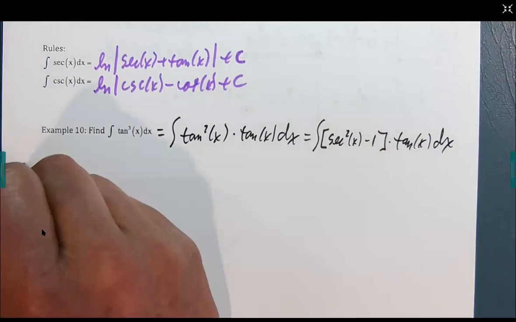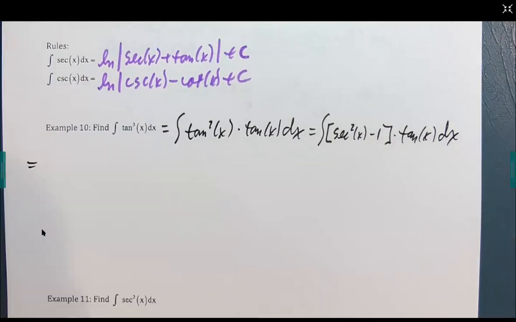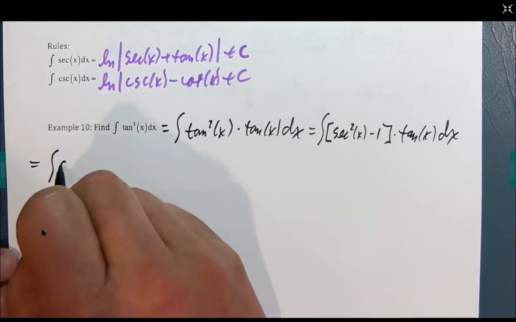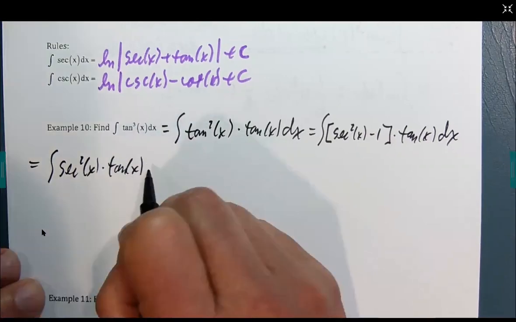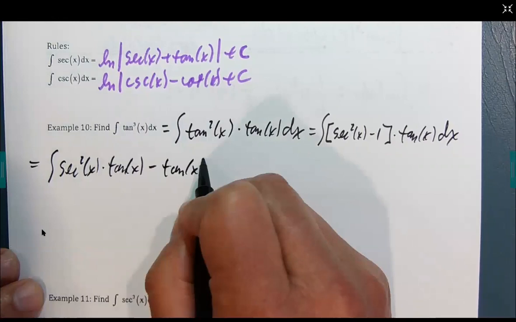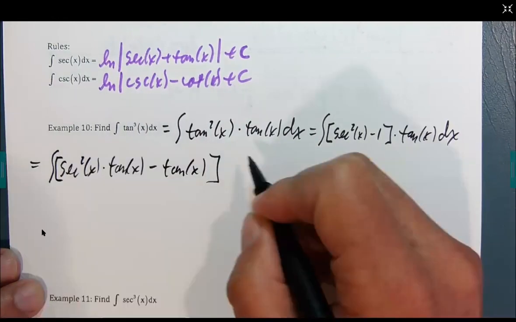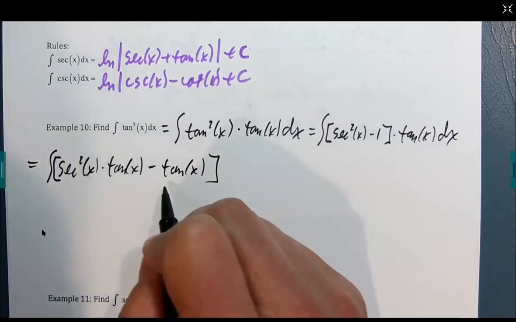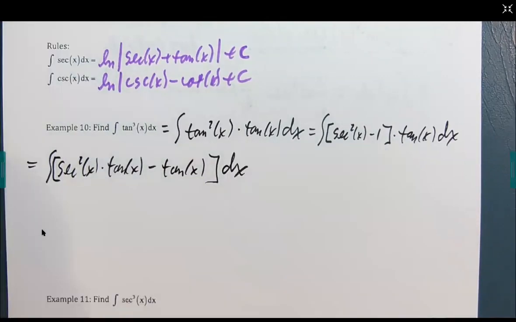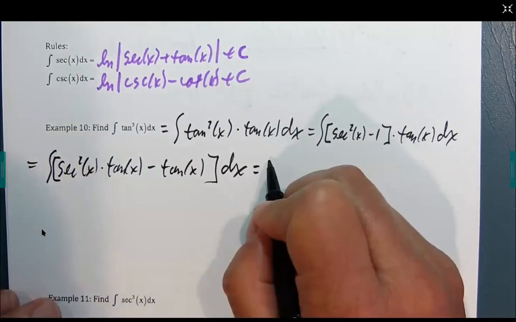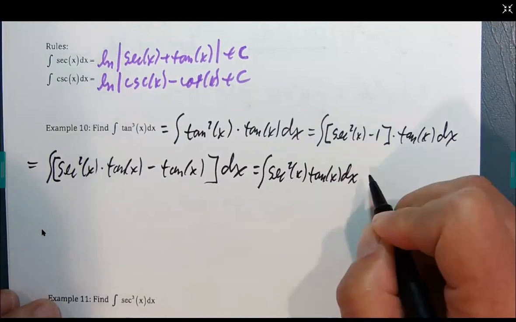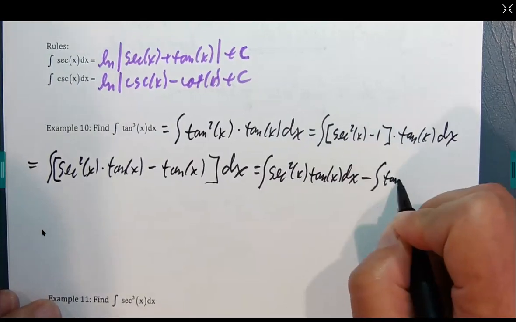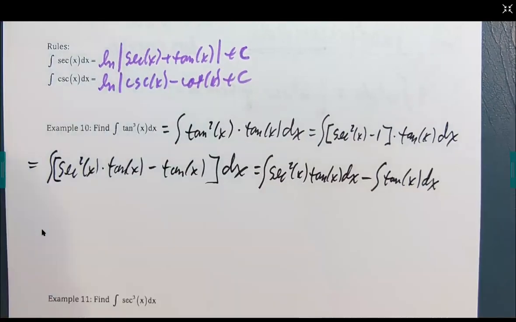dx. And what we're going to do is I'm going to distribute that tangent x, minus tangent x. And you'll note the previous example, example 9, was the integral of tangent of x. Now I'm going to do a substitution, but before I do that, I'm going to break this up into two separate integrals, which we're allowed to do, it's a linear operator.